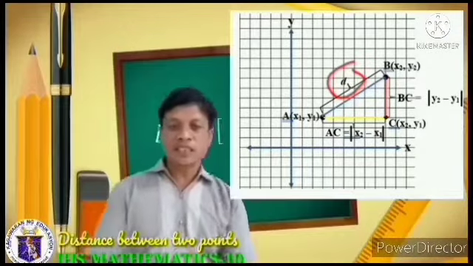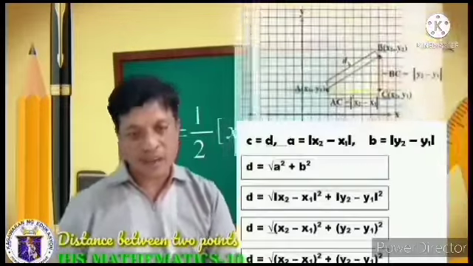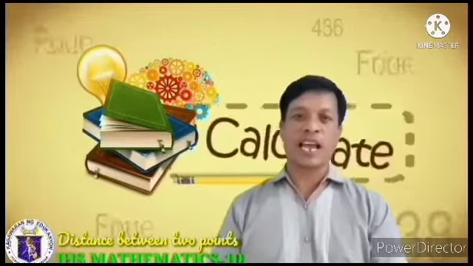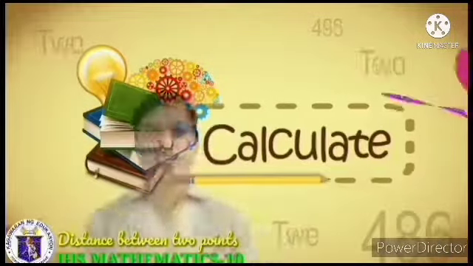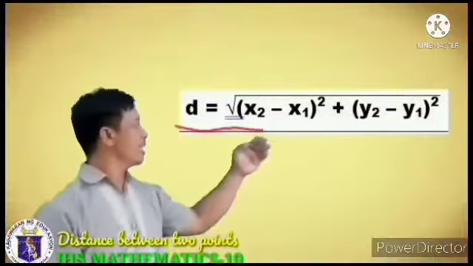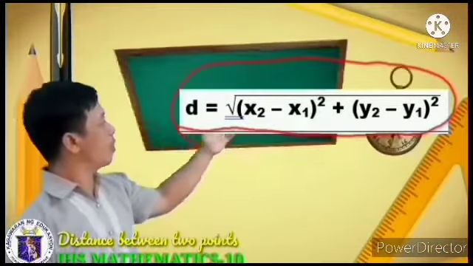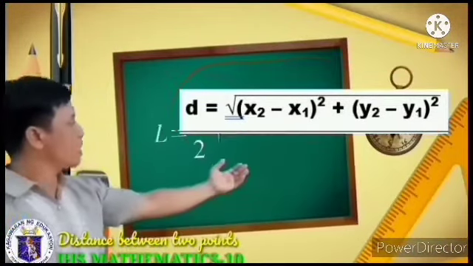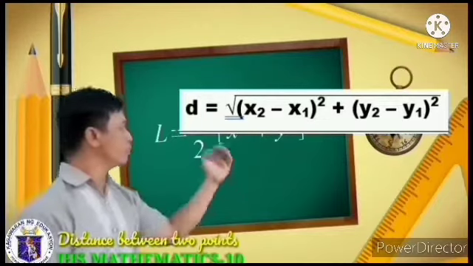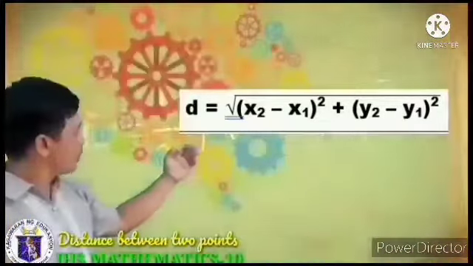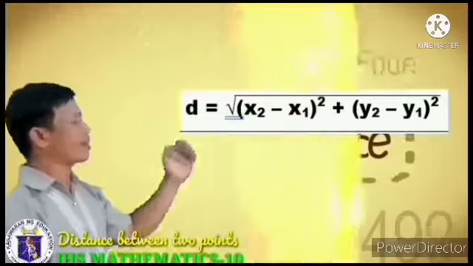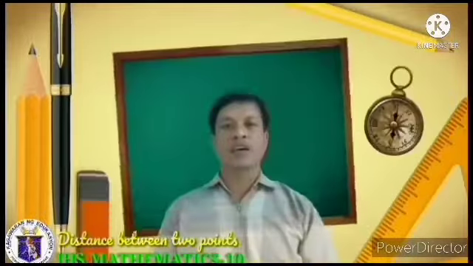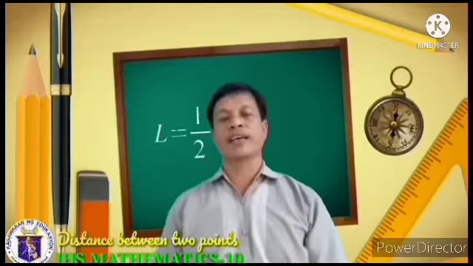And what is our A and our B? We can now have our distance formula. The distance formula is denoted by D equals the square root of the quantity x sub 2 minus x sub 1 square plus the quantity y sub 2 minus y sub 1 square. This time, I'll show you how to deal with the formula.